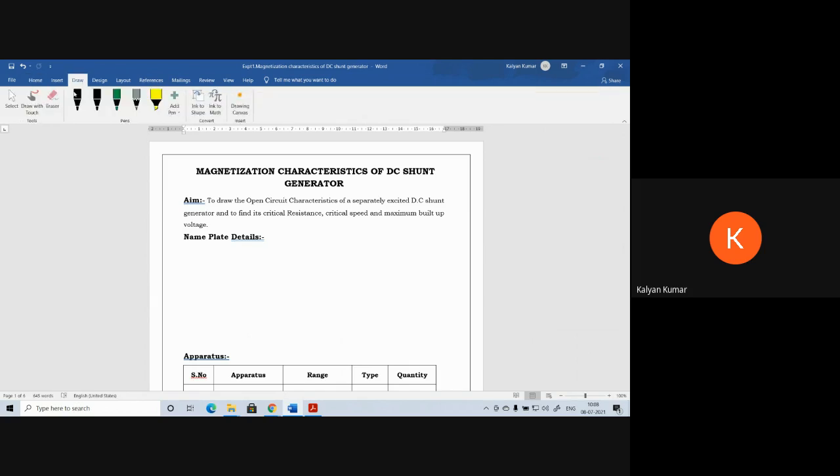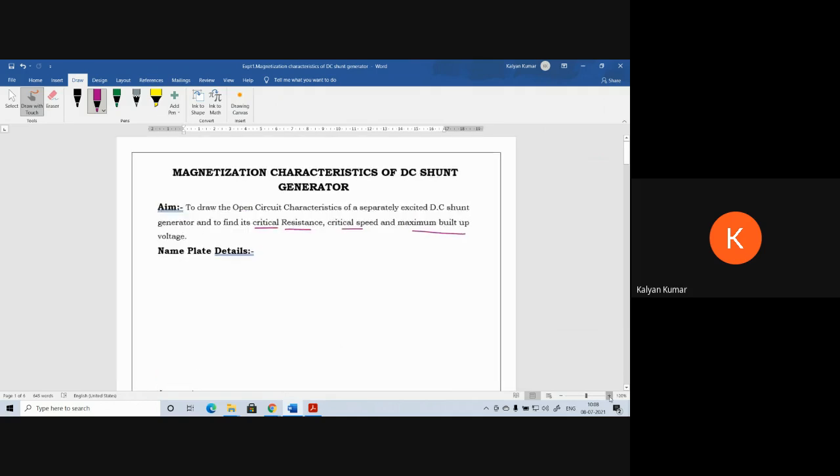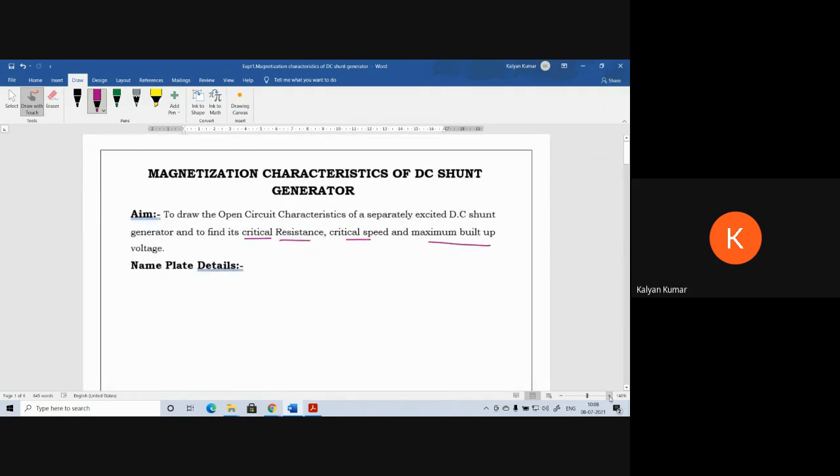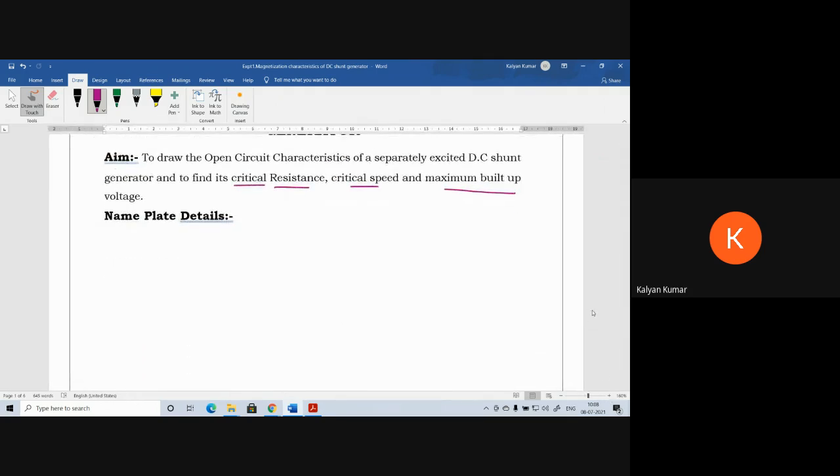From the magnetization characteristics, we can compute the value of critical resistance, critical speed, and maximum built-up voltage. To obtain these values, we are going to plot the magnetization characteristics. Critical resistance is the maximum resistance that we can maintain in the field circuit.